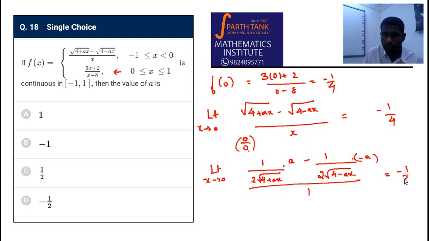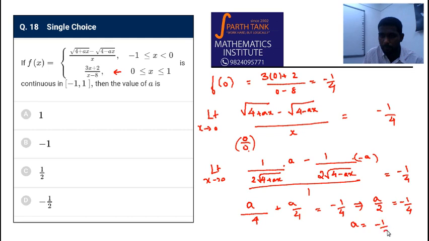Now this should be equal to minus 1 by 4, let's keep it there. And put x is equal to 0 here and see what happens. If x is 0, this becomes a by 2 into root 2, right? X is 0. So 2 into 4, root 4 is 2. So 4. Minus of minus a is plus a. And here it is again 2 into root 4, which is 2, 4. So a by 2 is minus 1 by 4, or a is minus 1 upon 2. Okay, so option D, a is minus 1 by 2.